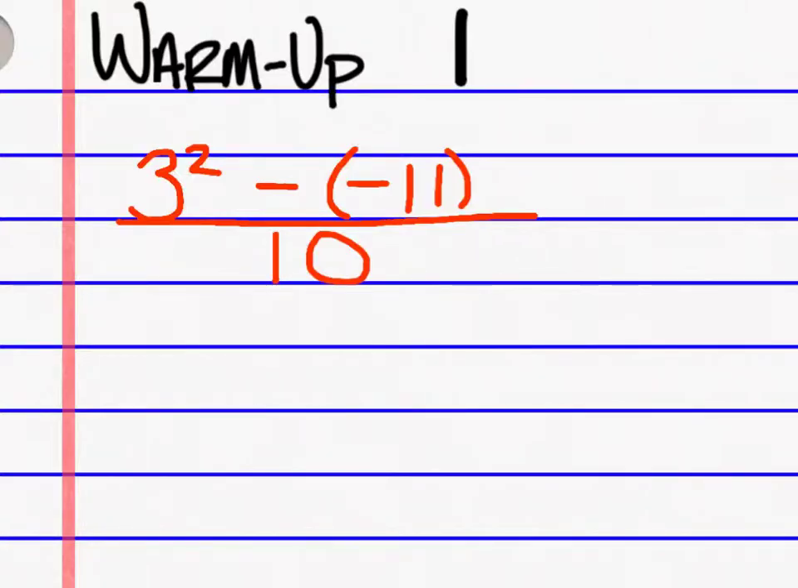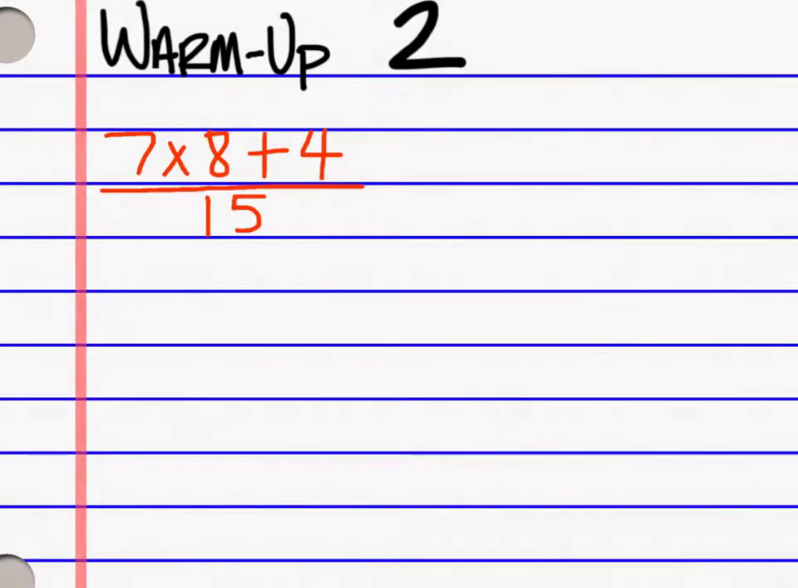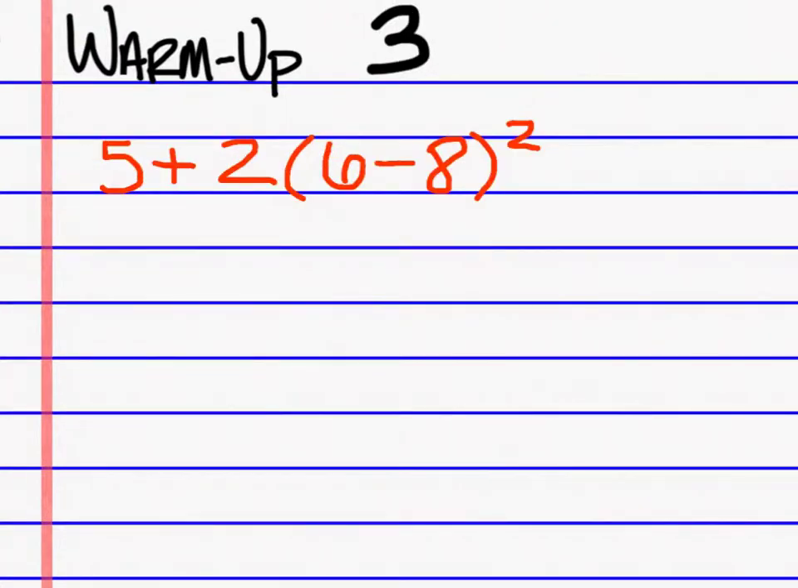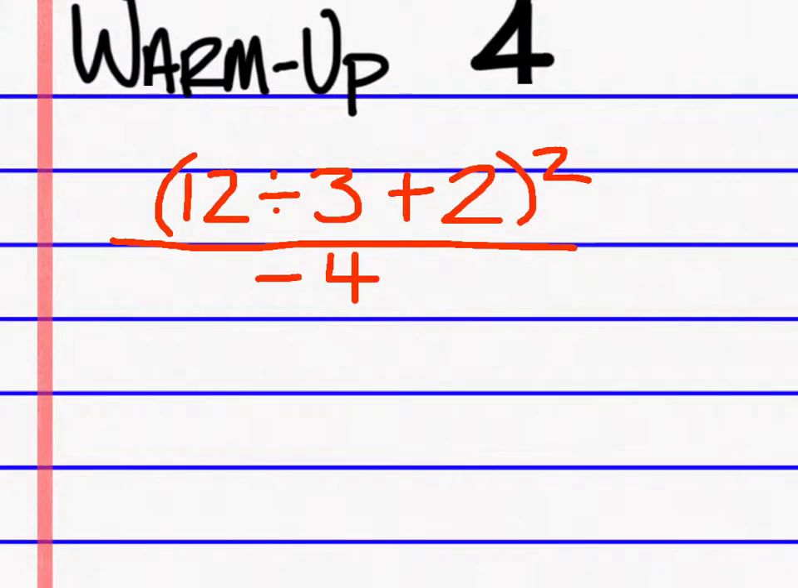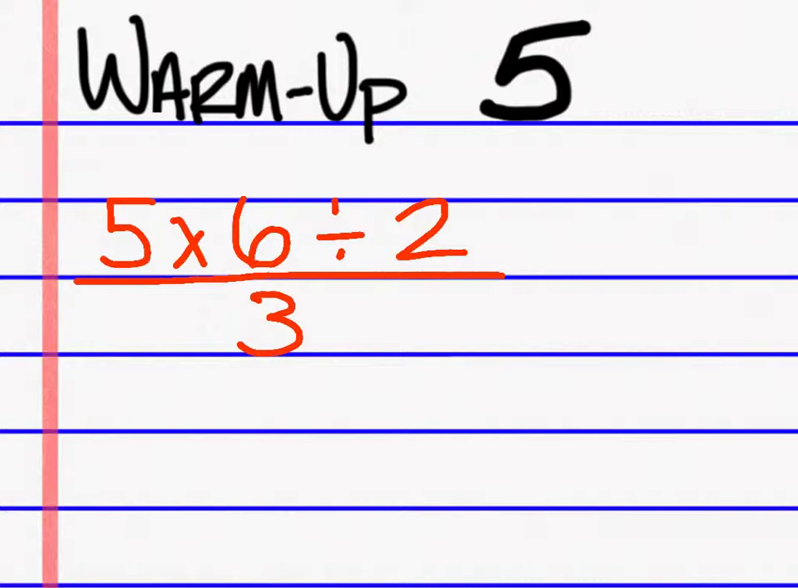Okay, answer for that one was 2. Number 2. Okay, answer for that one is 4. Number 3. Okay, answer for that one was 13. Number 4. Okay, answer for this one was -9. 5. Okay, answer for that one was 5.